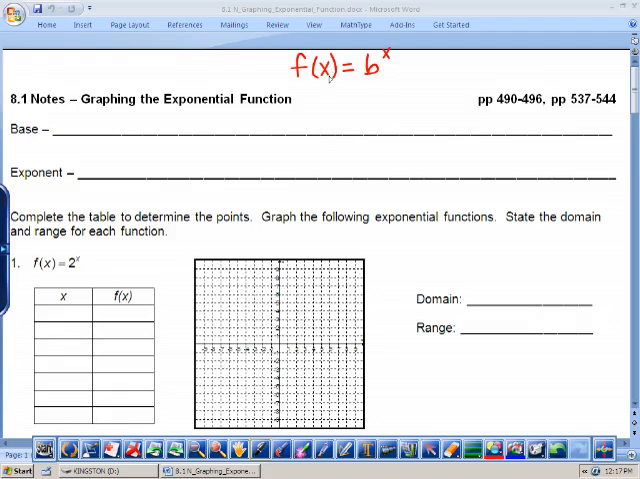Which of those, b or x, is your base? B. It's the value that is being raised to a power. And what's the exponent? X. That's how we know that this is an exponential function, because the variable is in your exponent. Okay? Variable is in your exponent.